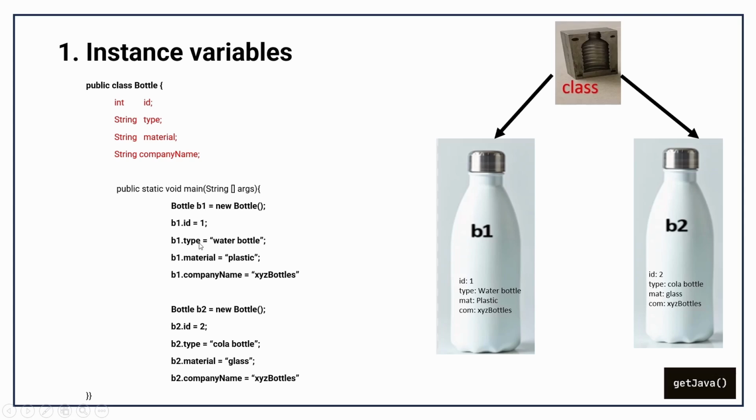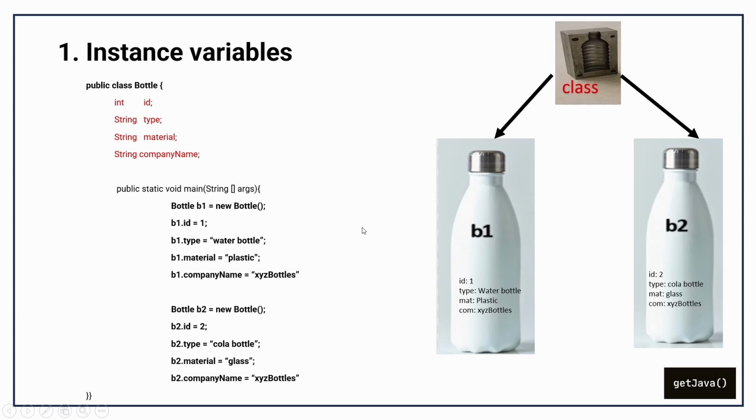Similarly, if you are changing this variable b1.type, it will be changed only for this object. It will not affect this object because this object has its own separate copy. It is similar to you going to a college and asking for an admission form. The college will have a template of the admission form. The college will print that template and provide you the admission form. Similarly, if some other student comes, again they will print and provide that admission form.